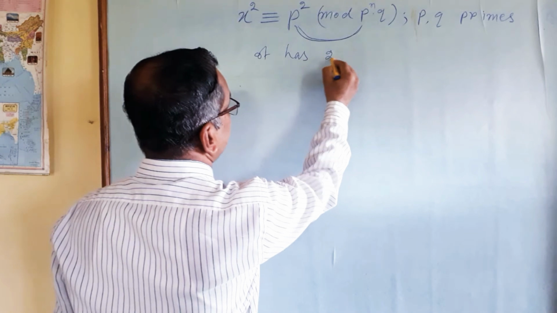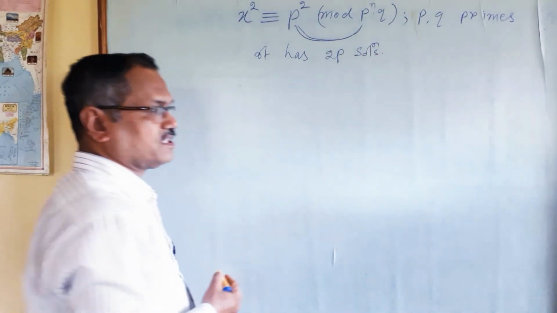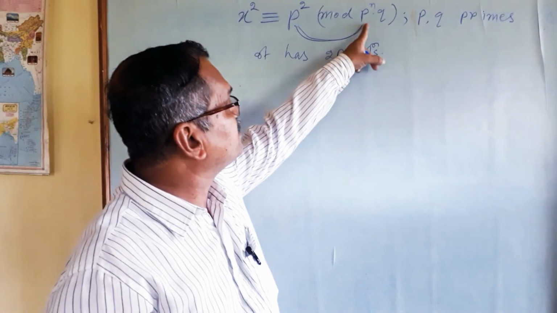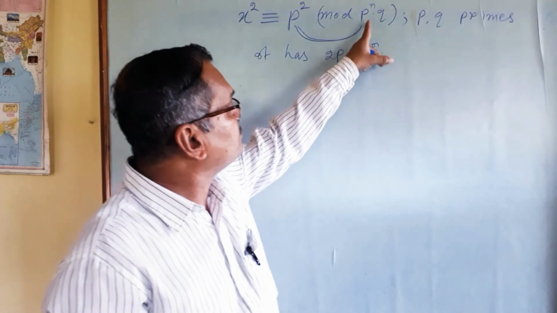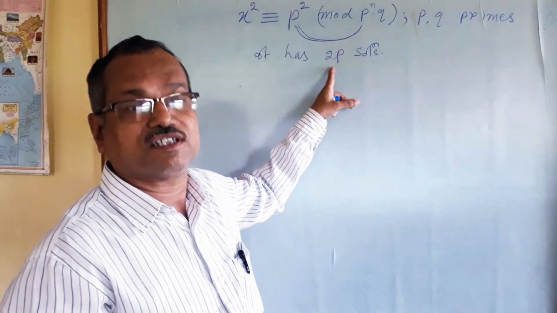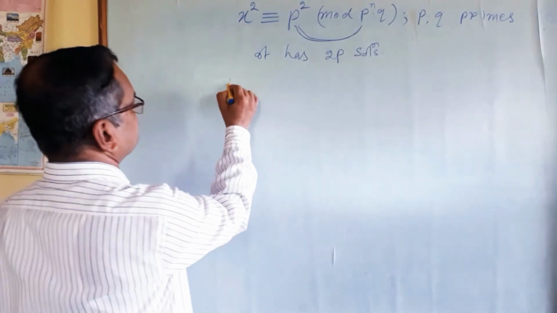It has 2p solutions. That depends on the number p. If p is 7, it will have 2 times 7, that is 14 solutions. If p is 13, it will have double, that means 26 solutions. This is by Roy formulation.